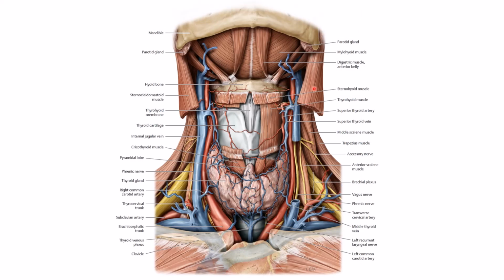sternocleidomastoid muscle, of course, and this is the sternohyoid muscle, but we cut it. Okay, why did we cut it? So we can see the thyrohyoid muscle. This is the thyrohyoid muscle. Here we can see. And this is the sternohyoid muscle, but we cut it here. And as we see here, this is the remnant of the sternothyroid muscle, but we removed it here so we can see the thyroid gland finally.